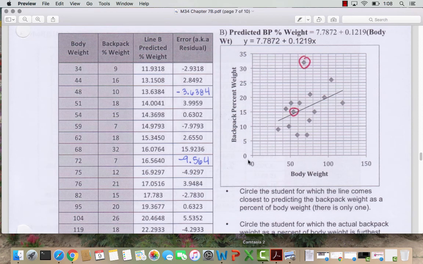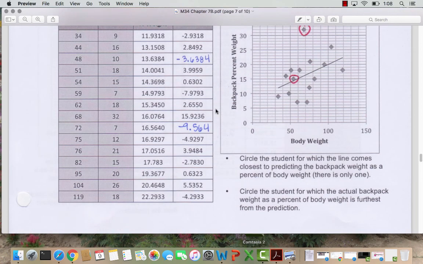Similarly, here's line B, and we circled the student who's closest and the student who's furthest away. You can verify that in the residuals, right? If we look over here at the residuals, the closest value is the student who weighs 54 pounds with a residual of 0.6302, a little bit above the line, and that's who we circled right here. And then the largest residual is, if we look here, it looks like the student who weighs 68 pounds, and that's the value right up here.